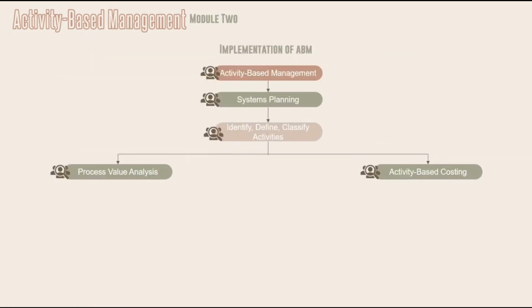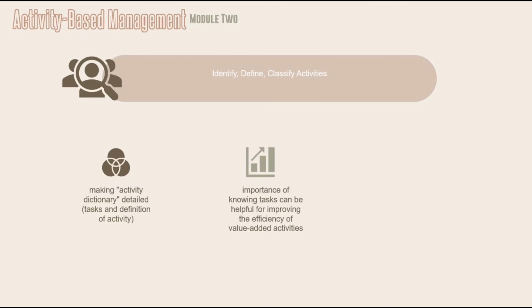The next process on the list is identifying, defining, and classifying activities. This process involves making the activity dictionary detailed, with regards to the tasks and definition of a certain activity. It also provides the importance of knowing tasks, where it can be helpful for providing the efficiency of value-added activities. And lastly, it allows ABM to connect with other continuous improvement initiatives.